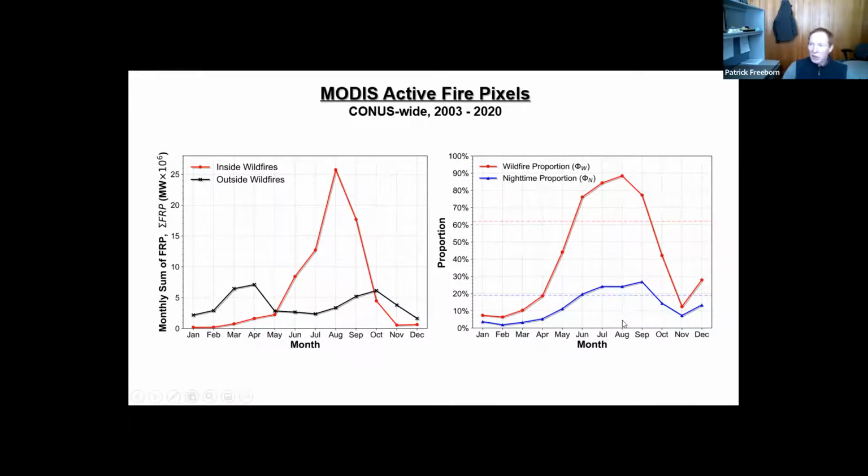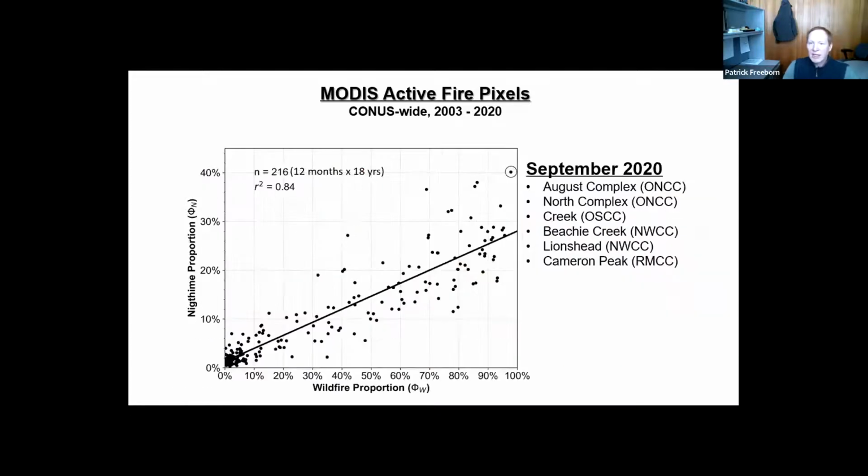Shown alongside that seasonal profile of wildfire proportions in red is our seasonality of nighttime proportions. And you can see that those seasonal profiles are well synchronized. And indeed, the nighttime proportion is strongly correlated with the wildfire proportion.